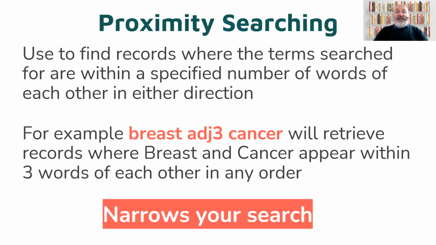A similar technique is what's called proximity searching. And you can use this to find references that are related to each other, but they don't have to be next to each other in a particular order. You're more concerned with how close they are to each other. For example, breast adjacent 3 cancer will return any records where breast and cancer appear within 3 words of each other, but you don't care which one comes first. And to get the maximum benefit out of this, you have to be familiar with the literature for that discipline to understand the relationship of those words to be as effective as possible.